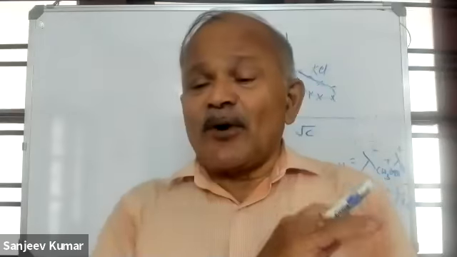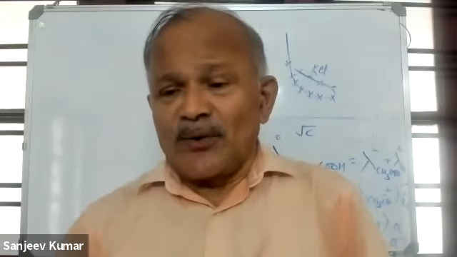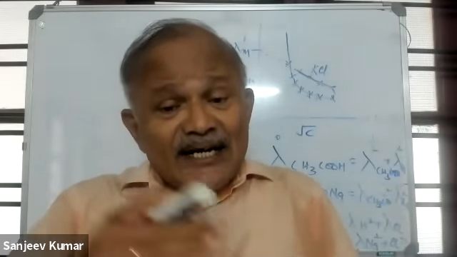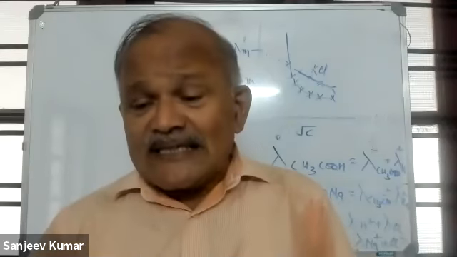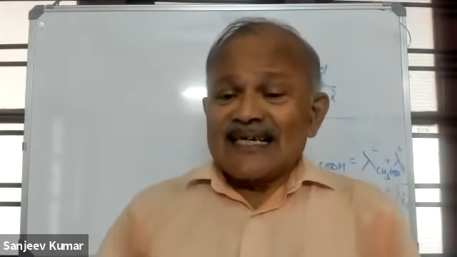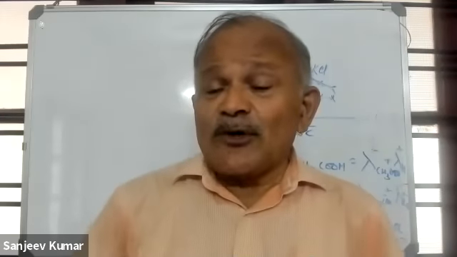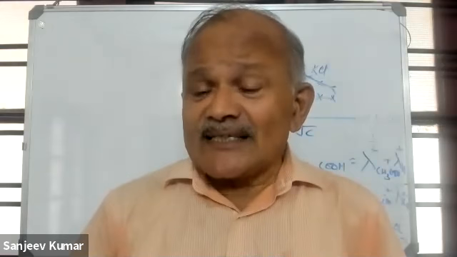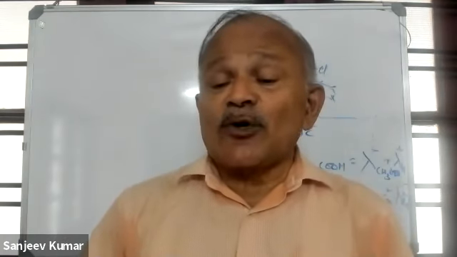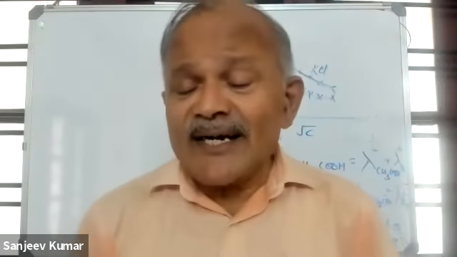That is, zinc is minus 0.76 volt, and silver is plus 0.80. That means silver is much below zinc. Therefore, zinc can reduce silver ion from their salt solution, but silver cannot reduce zinc ion from their salt solution. That is, zinc is acting as a reducing agent, and zinc sulfate can be stored in a silver vessel because zinc ions cannot be reduced by silver, but silver nitrate cannot be taken in a zinc vessel because silver ions get reduced by zinc.